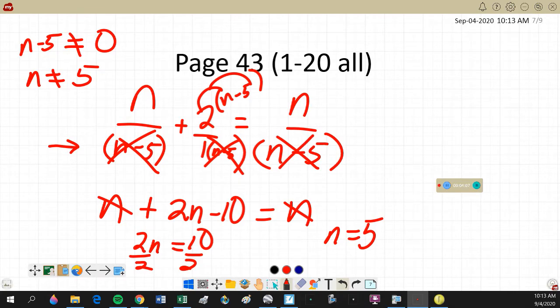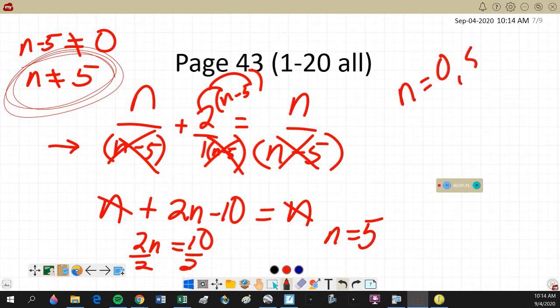But I just told you that n cannot be 5. So what is the solution to this equation? There is no solution. What if my answer was n equals 4? Then we're good. No problem. So when you get rid of the variables in the denominator, you have to remember what n is not allowed to equal, and then check that against your answer. And sometimes your answer will be something like this: n equals 0 and 5. And then you double check, oh, wait a minute, this one doesn't work, and we scratch it out. Okay?